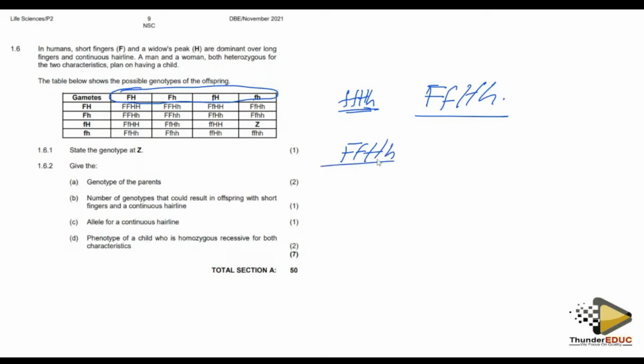So it means that both of them have the same kind of allele. They are heterozygous for their conditions. So all of them have the same kind of condition. Then they are saying the number of genotypes that could result in offsprings with short fingers and continuous hairline. Yes, number.